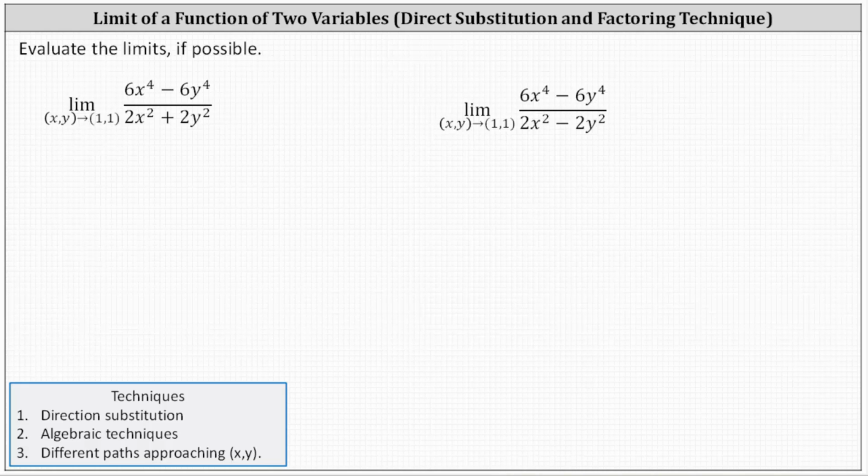If when performing direct substitution, we have an indeterminate form, we go to step 2 and use algebraic techniques to try to simplify or change the form of the function so that we can then perform direct substitution to determine the limit. If neither of these two techniques work, we need to approach the point from different paths.